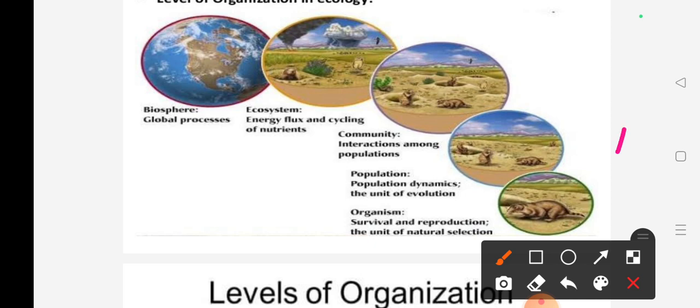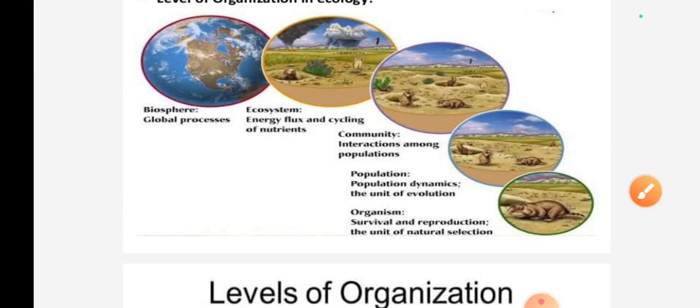Next we are going to discuss population dynamics. Further we study the unit of evolution. Then community, interaction among the population. Then ecosystem, energy flux and cycling of nutrients. Then biosphere, global process. Okay, these are the levels of organization. First one organism, second one population, third one community, fourth one ecosystem, fifth one biosphere.